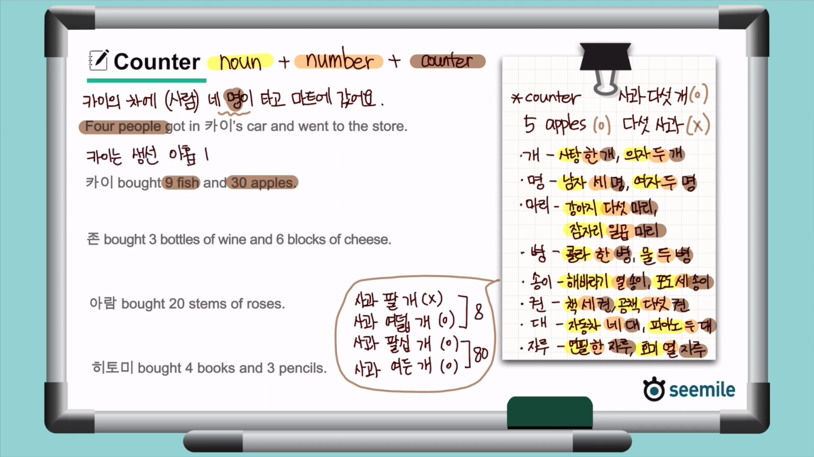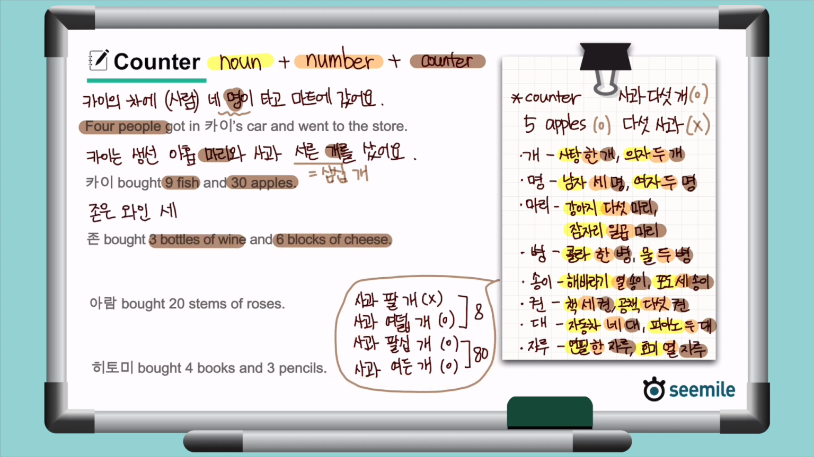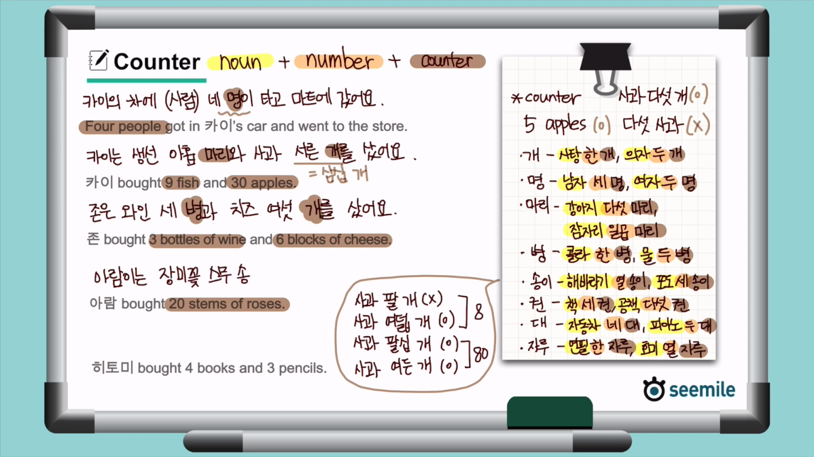카이는 생선 9마리와 사과 30개를 샀어요. You may also hear some people saying 30개 instead of 30개 because it's a comparatively high number. 조는 와인 3병과 치즈 6개를 샀어요. 아람이는 장미꽃 20송이를 샀어요.